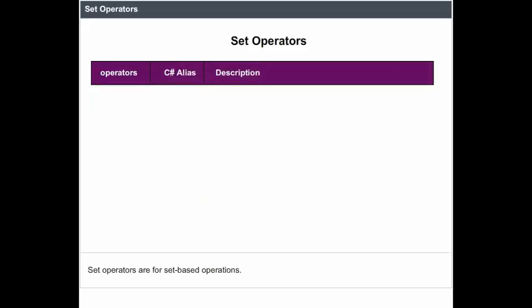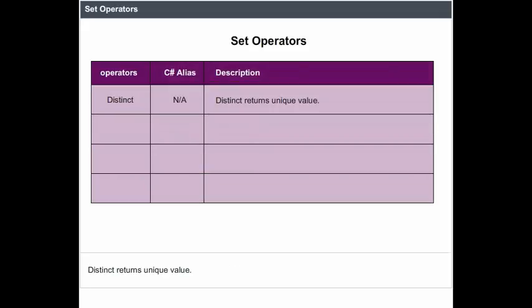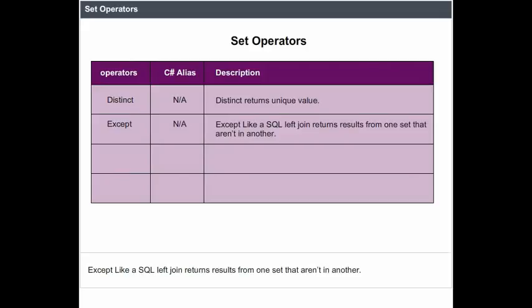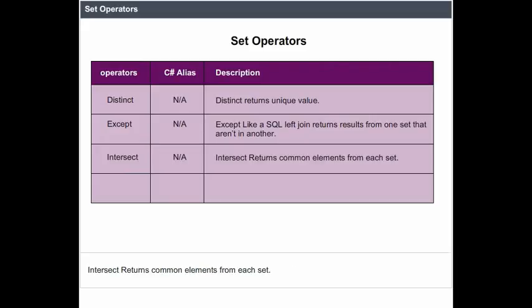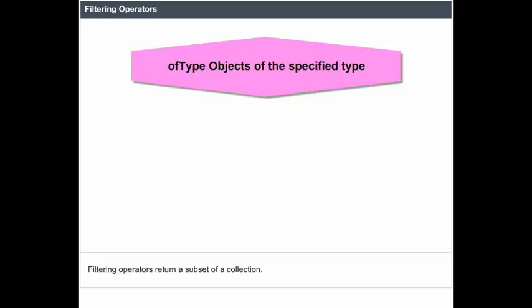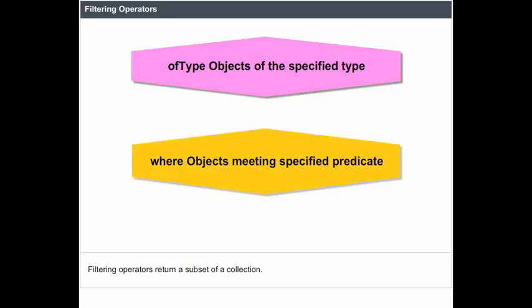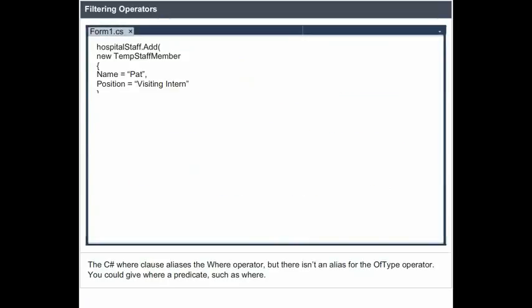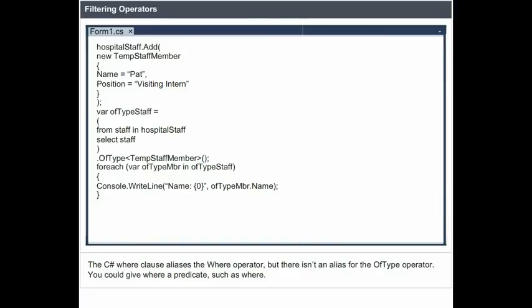Set operators. Set operators are for set-based operations. Distinct returns unique values. Except, like a SQL left join, returns results from one set that aren't in another. Intersect returns common elements from each set. Union returns all objects from both sets. Filtering operators. Filtering operators return a subset of a collection of objects of the specified type, where objects meet the specified predicate. The C# where clause aliases the Where operator, but there isn't an alias for the OfType operator. You could give Where a predicate such as where.